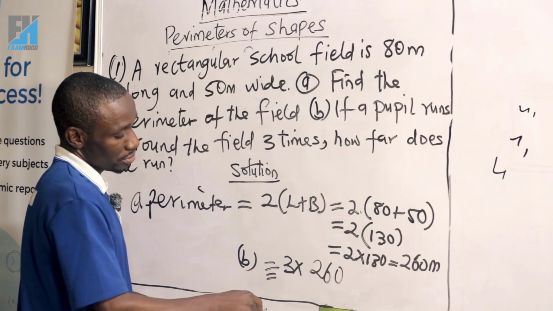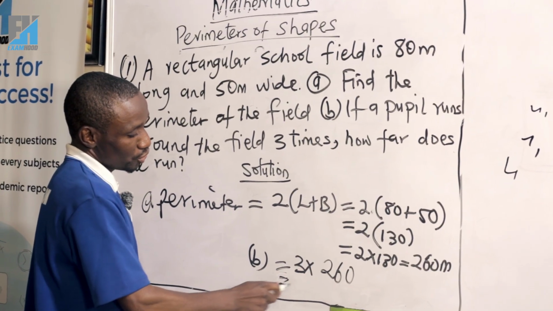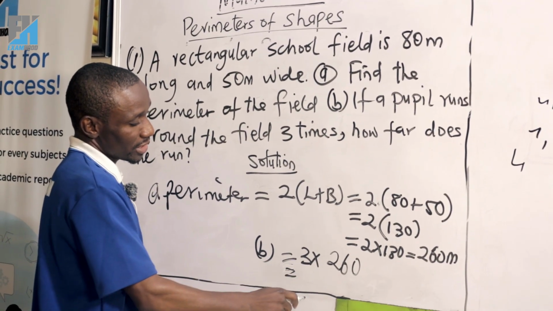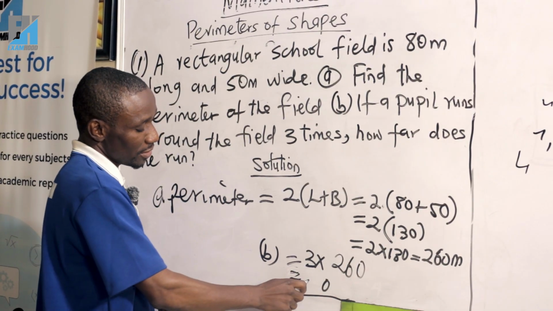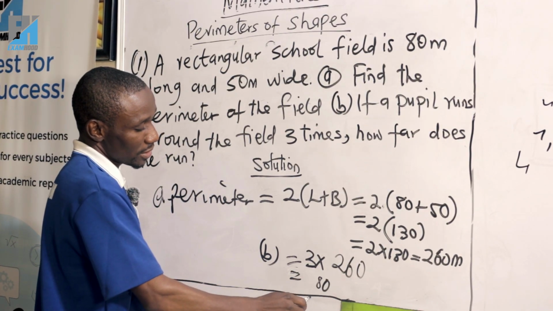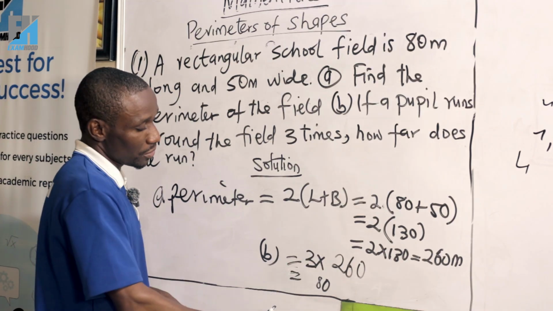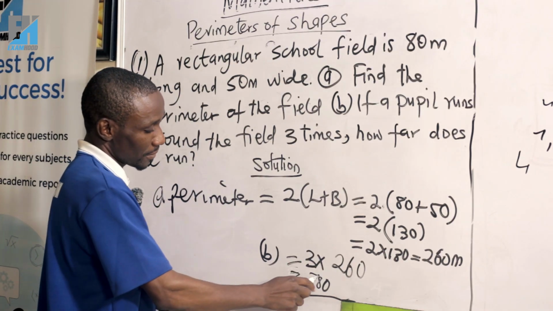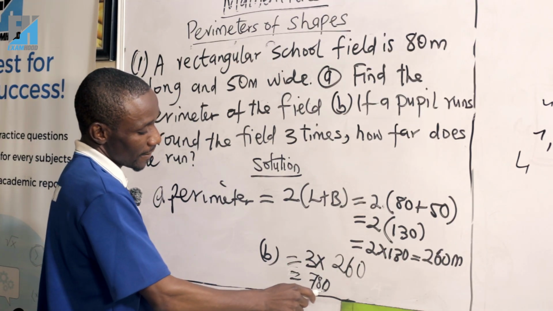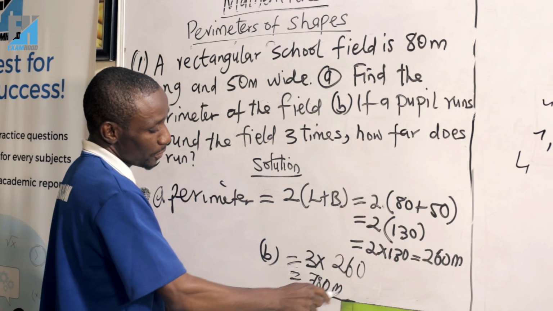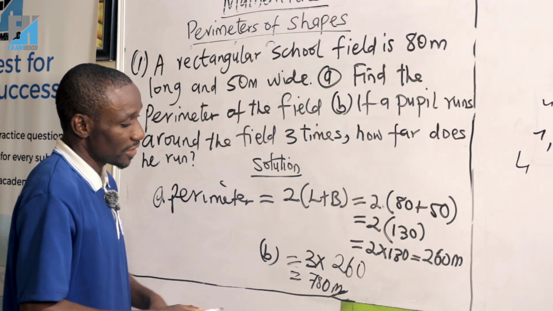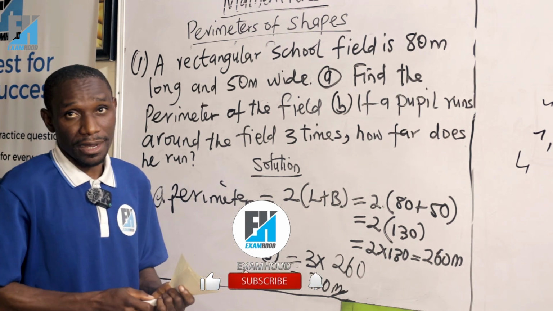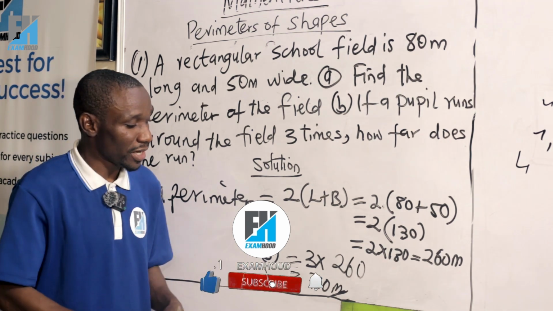3 times 0 will give you 0. 3 times 6 will give you 18. Write 8 and carry 1. And 3 times 2 will give you what? 6, plus 1, 7. So if a pupil is running around the field 3 times, that child will cover 780 meters. So this is your final answer.